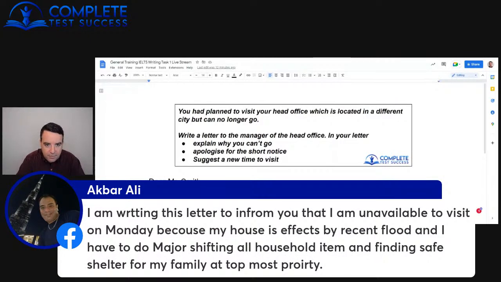Akbar, I'm writing this letter to inform you that I'm unable to visit on Monday because my house, so just the tense, has been affected, you'd need to use present perfect, has been affected by the recent flooding, and I have to do major shifting all household item. We'll say, and I have to move all of the household.